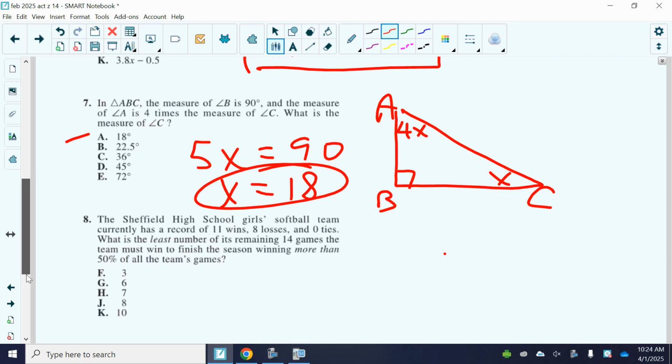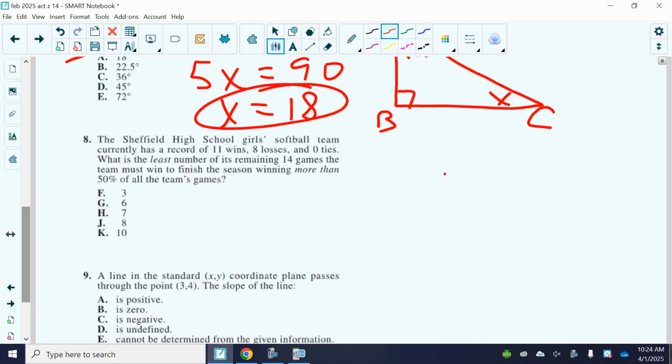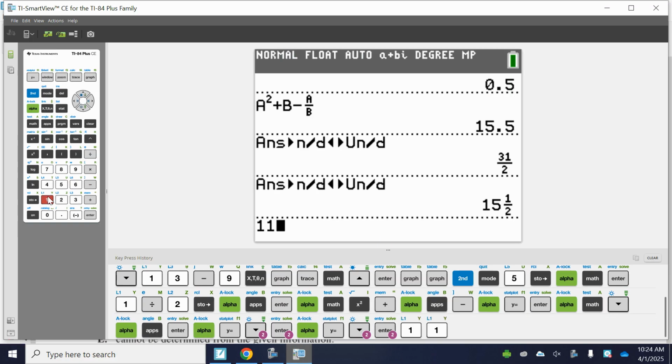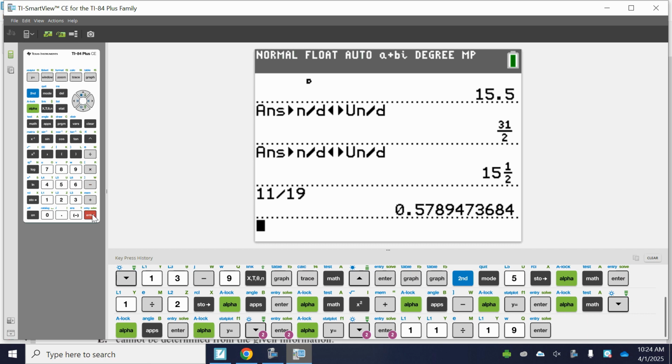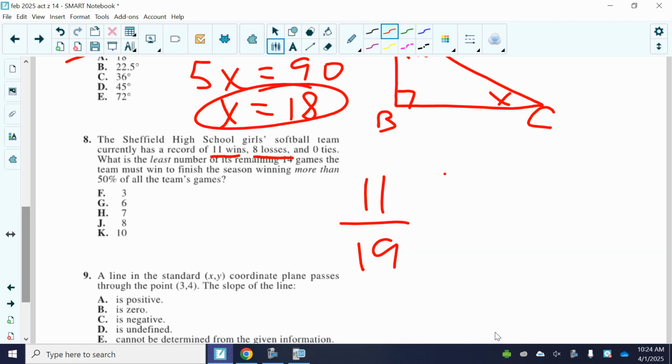Here's a popular one. I've seen it before. If I have won 11 games and lost 8, my win percentage is 11 out of 19, right? If you take a calculator to that, 11 divided by 19 is the fraction of the games that I've won. So I've won 57% of my ball games. Very good. Now, I have 14 games remaining.